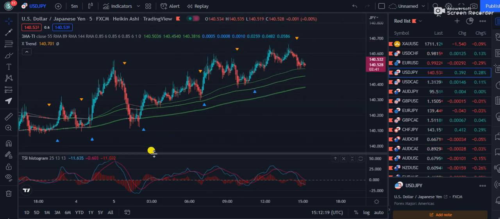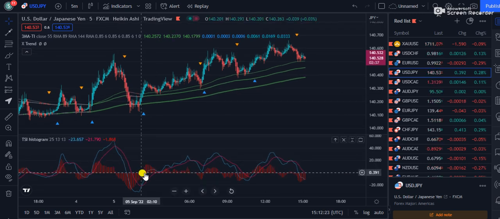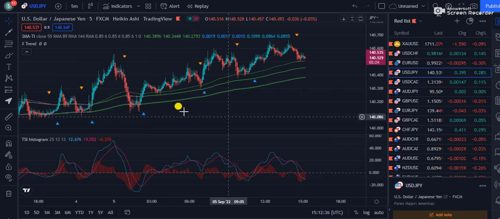The third one is the TSI histogram. That is very useful. For example, you can see here we have a zero level, right? If you see any candle close above the zero level, it is a buy signal. So we will be using the TSI histogram for our trade confirmation, right?